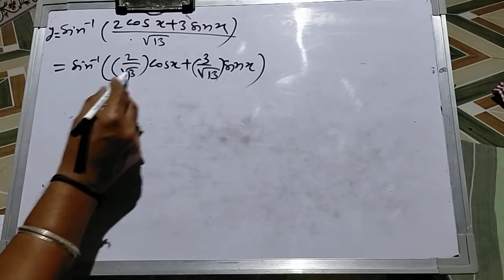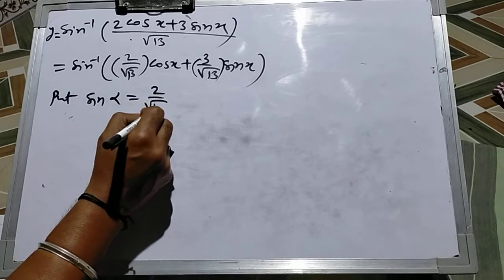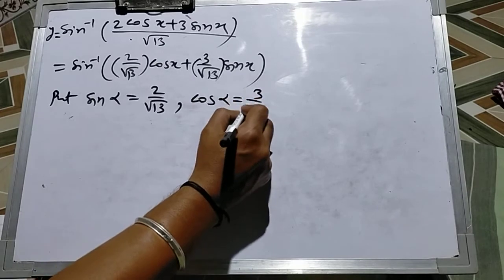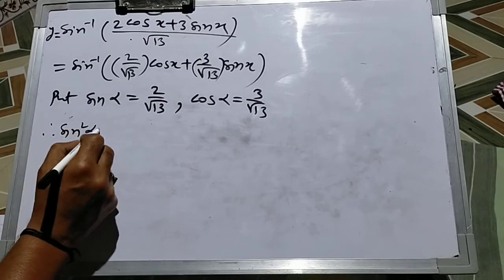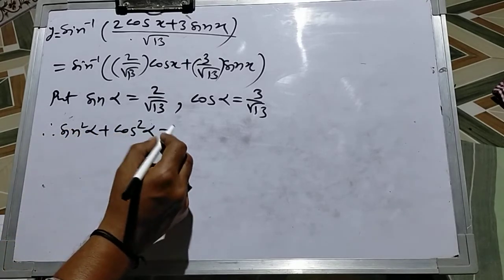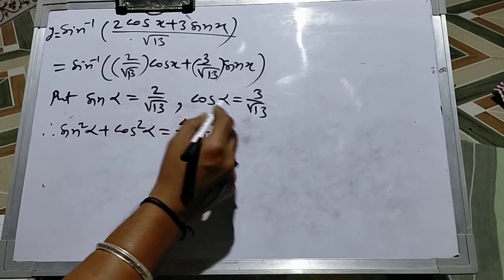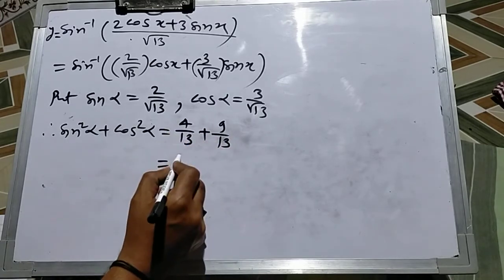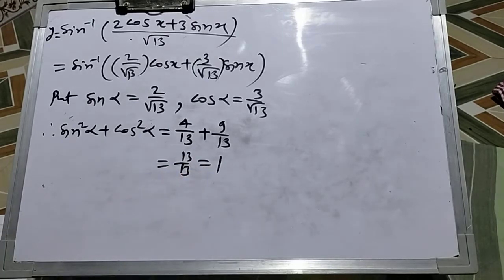So we put sin alpha equal to 2 divided by root 13 and cos alpha equal to 3 divided by root 13. Therefore sin square alpha plus cos square alpha is equal to, sin square alpha means 4 divided by 13 plus cos square alpha means 9 divided by 13. So this is equal to 13 divided by 13, which is equal to 1. So therefore our substitution is correct.